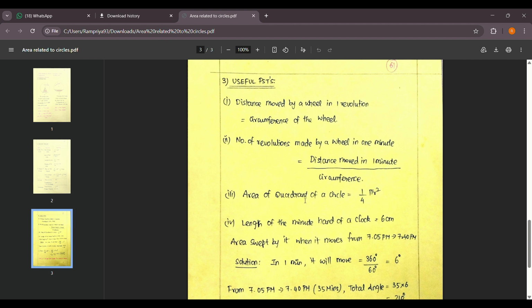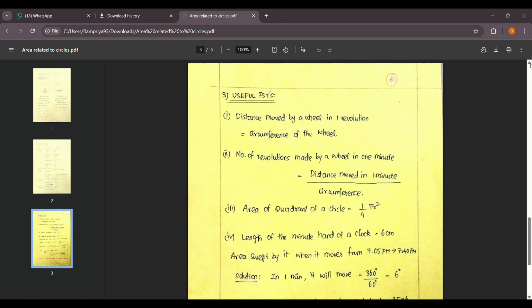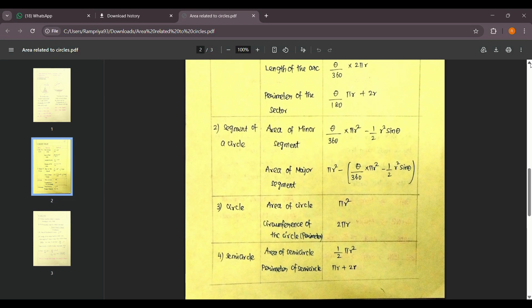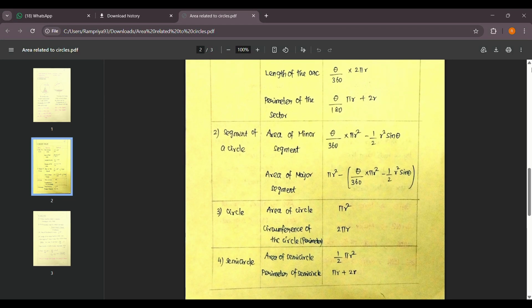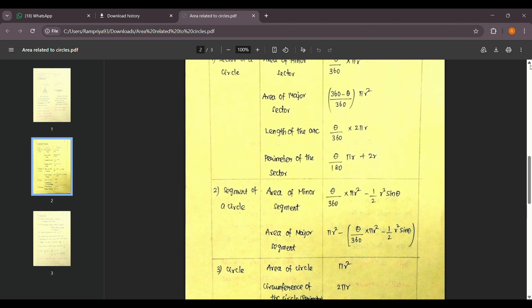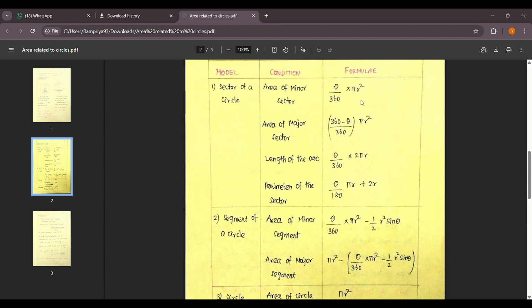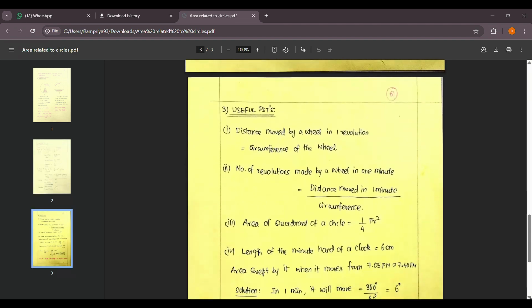And next is the area of a quadrant of a circle. So you know the quadrants, right? 4 quadrants. So that is the area of a circle divided by 4. Simple: 1 by 4 into pi r square. You can also remember it in another way, because the angle in a quadrant is 90. You apply this in the formula: 90 by 360 into pi r square. So 90 and 360 gives 4 times, so 1 by 4 into pi r square. Or otherwise, if you remember the formula, it's well and good. So it is 1 by 4 pi r square.